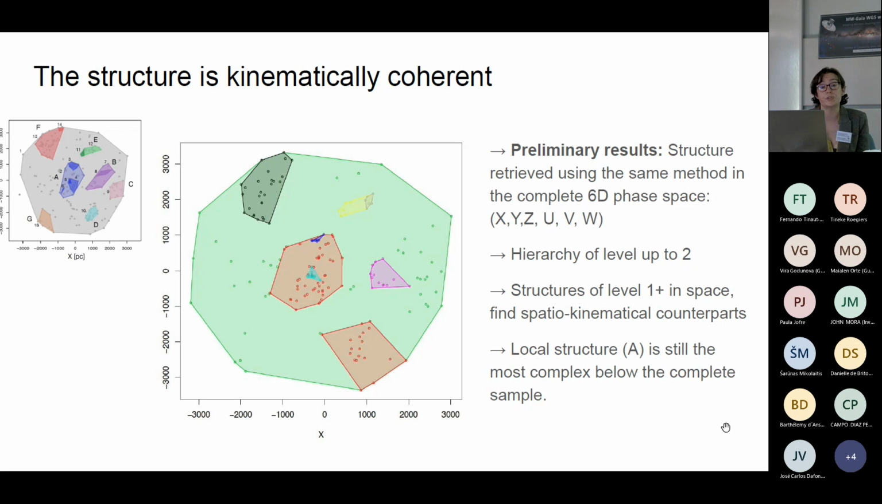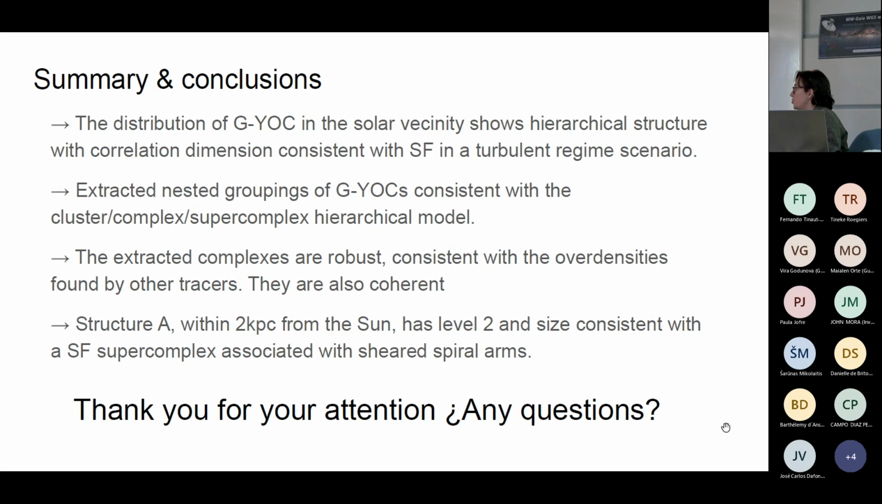And the picture, as you can see, is somehow the same globally. The most complex structure is still structure A. The whole sample seems clustered, and I think this is the main thing that I wanted to say. So I leave you with the summary and conclusions there, and I will answer questions if we can. Perfect timing, not even the 4-minute warning. Thank you.